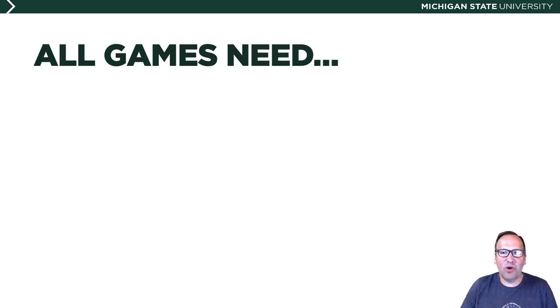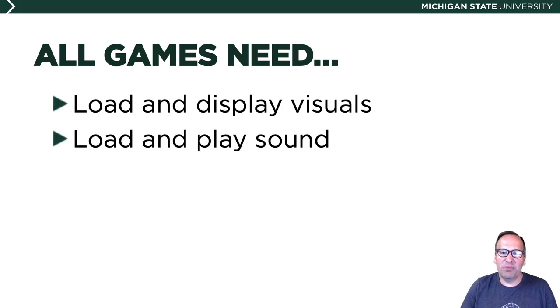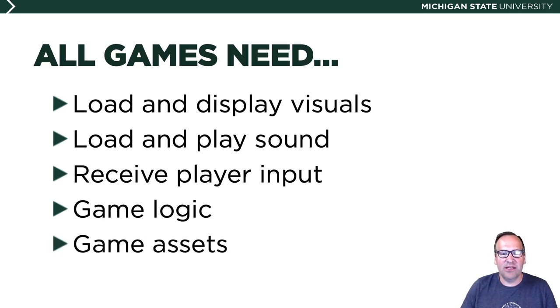Let's start by talking about what features all game engines need from a software functionality perspective. All games need the ability to load and display visual assets, load and play back sound effects, receive player input, maybe it's keyboard and mouse, maybe it's a controller, maybe it's a camera and microphone. All games need some sort of game logic, which is essentially the mechanics or rules of the game translated into code. And of course, all games need the unique game assets. These are the visuals and sounds and so forth that make the game look and sound unique.